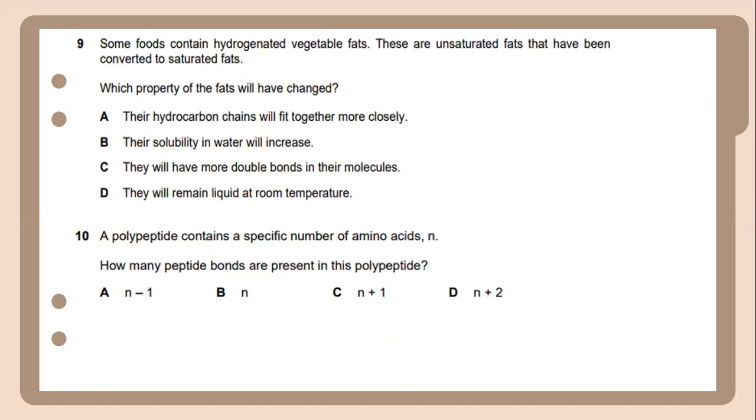Some foods contain hydrogenated vegetable fats. These are unsaturated fats that have been converted to saturated fats. Which property of the fats will have changed?